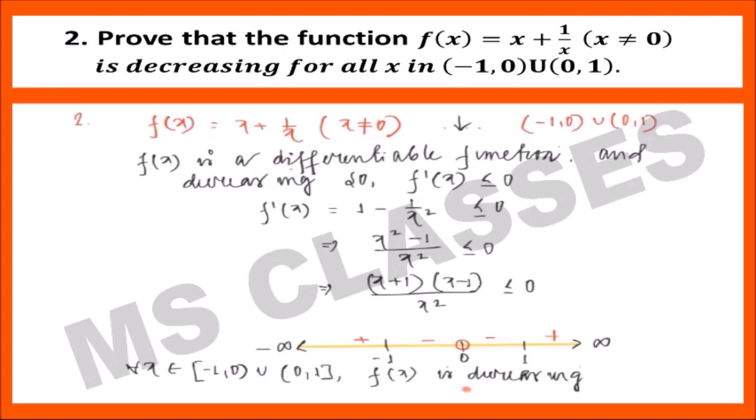Now, according to the question, we have taken a subset of this one. If the function is decreasing here, obviously it is decreasing in any subinterval. So f(x) is decreasing in minus 1 to 0 union 0 to 1. Why? Because if something is decreasing in this interval, that will definitely be decreasing in any subinterval we consider.